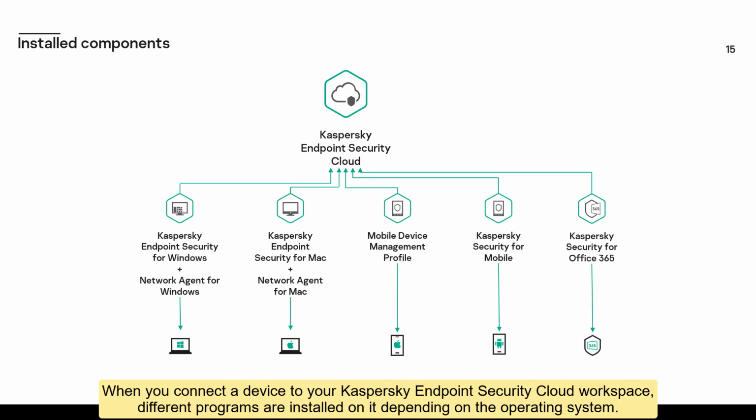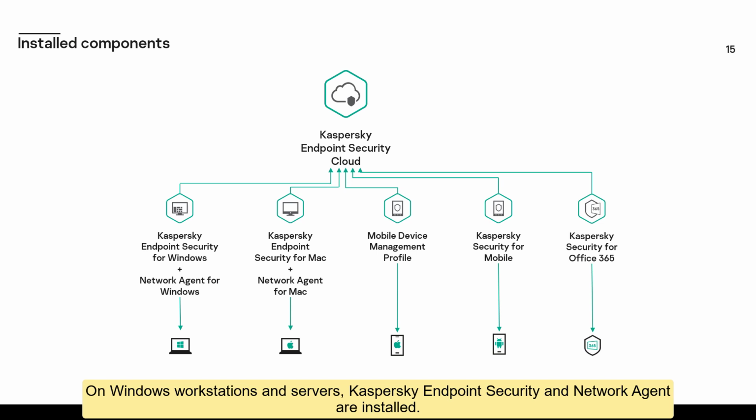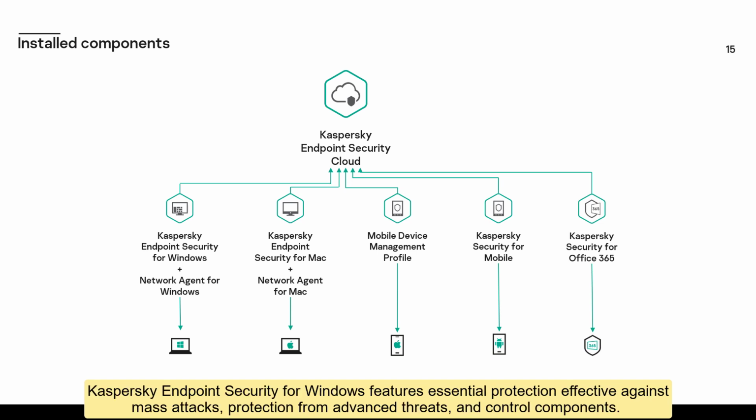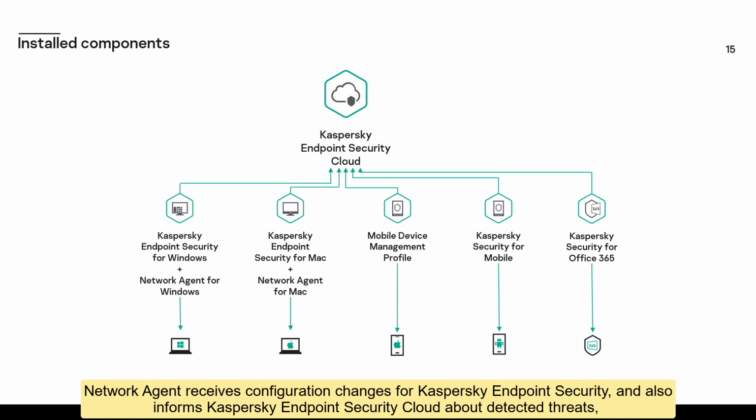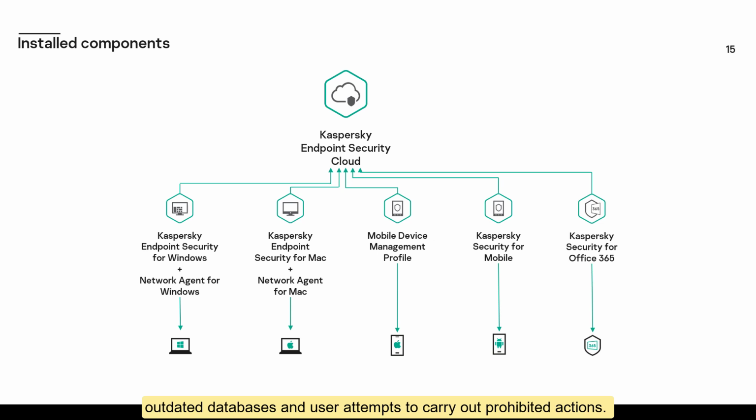When you connect a device to your Kaspersky Endpoint Security Cloud workspace, different programs are installed on it depending on the operating system. On Windows workstations and servers, Kaspersky Endpoint Security and Network Agent are installed. Kaspersky Endpoint Security for Windows features essential protection effective against mass attacks, protection from advanced threats, and control components. Network Agent is responsible for communications between Kaspersky Endpoint Security and Kaspersky Endpoint Security Cloud Server. Network Agent receives configuration changes for Kaspersky Endpoint Security, and also informs Kaspersky Endpoint Security Cloud about detected threats, outdated databases, and user attempts to carry out prohibited actions.